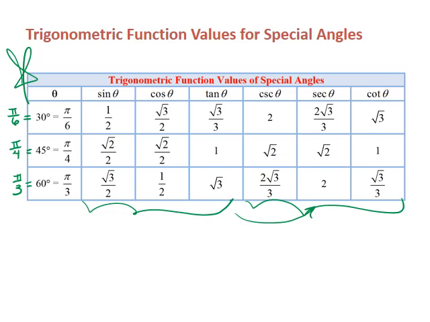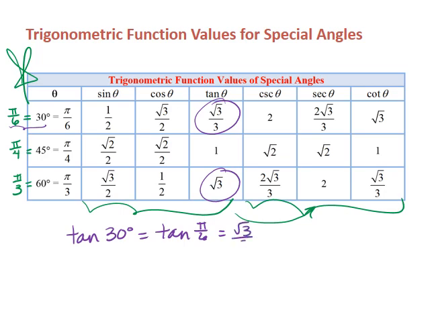Now, there are a couple others that I would recommend memorizing that come up a lot, and that is tangent of 30 degrees and tangent of 60 degrees. Think of it this way. Tangent of 30 degrees is the same thing as tangent of pi over 6, right? Because we just said 30 degrees and pi over 6 are equivalent. One's just in degrees, the other's in radians. This is equal to the square root of 3 over 3.